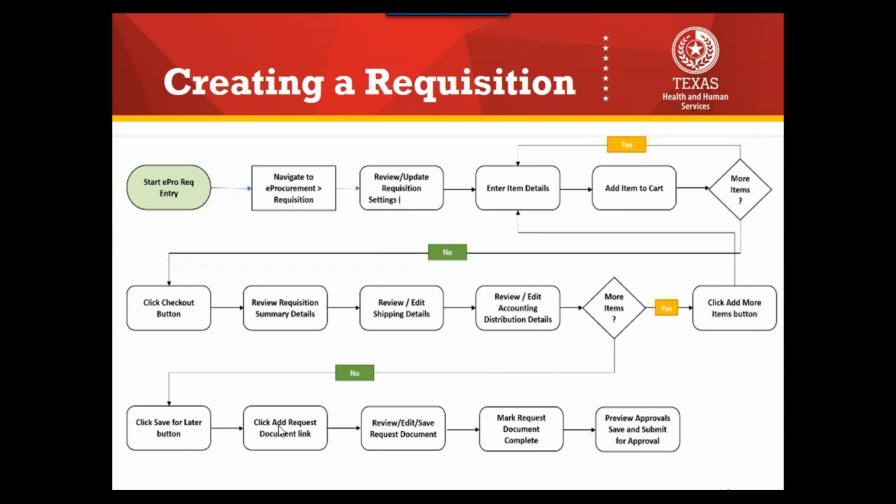You'll click the Add Request Document link, which will activate your wizard questions that we just discussed. You'll answer them. From there, you'll review in that request document. You'll mark it complete, and then you will click Save and Submit for approvals. Okay? This was a high-level overview just for you to be able to see. In the upcoming slides, I'm actually going to show you the screenshots for what it looks like at each one of these steps in CAPS Financials.